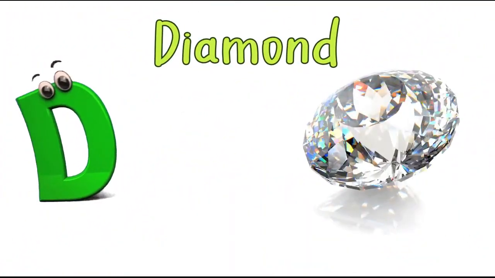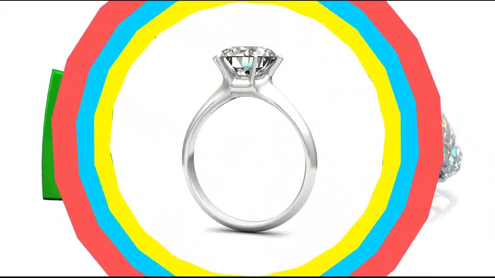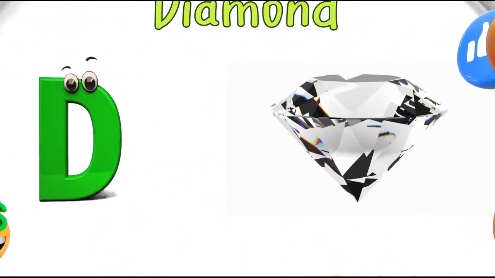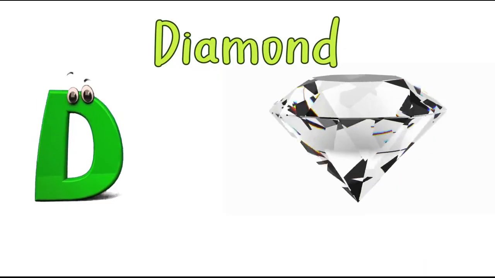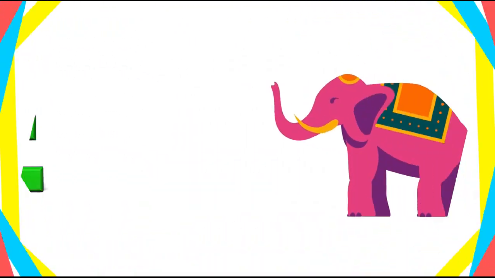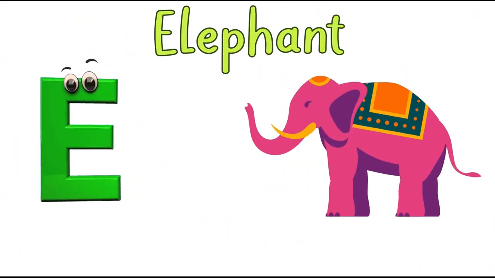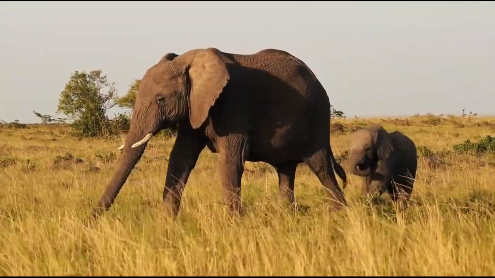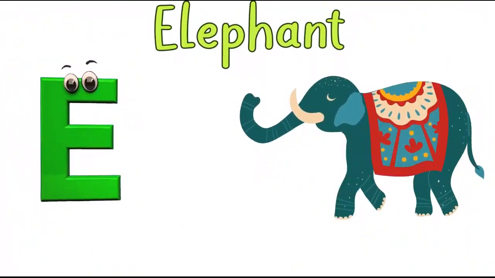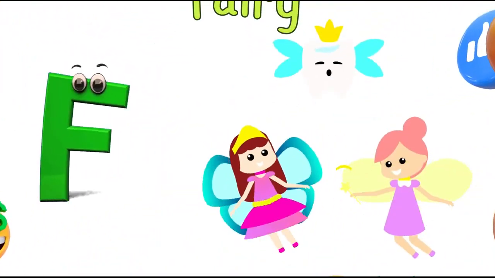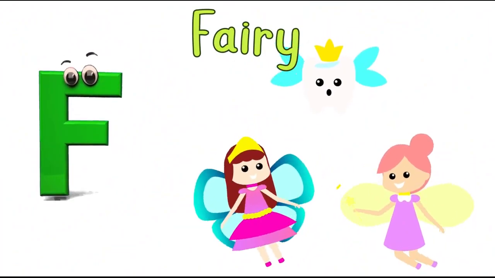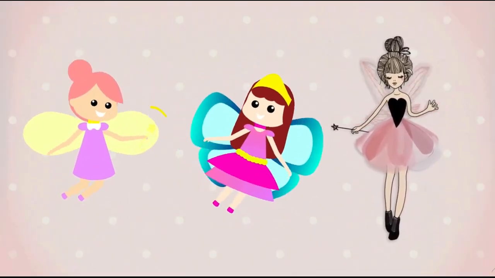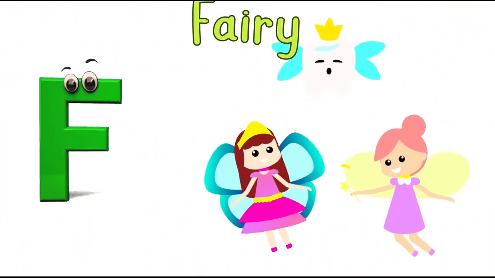D is for diamond, diamond, diamond. E is for elephant, elephant, elephants. F is for fairy, fairy, fairy, fairy.